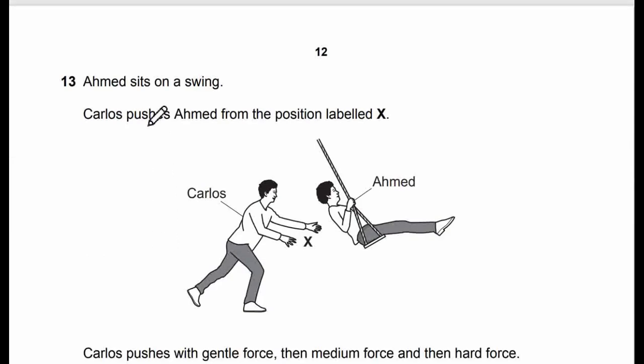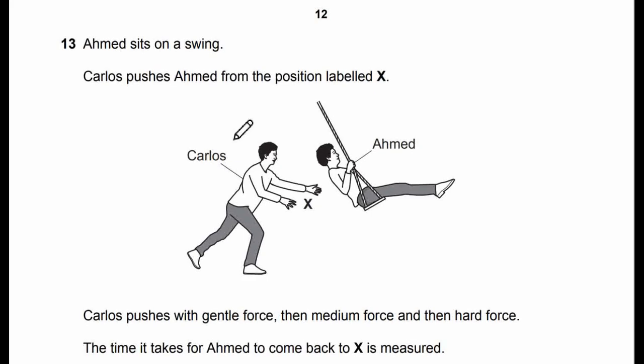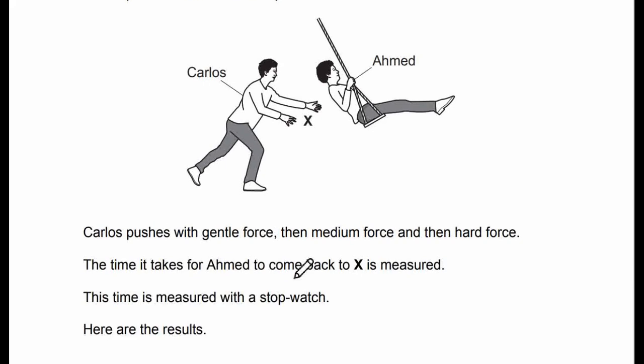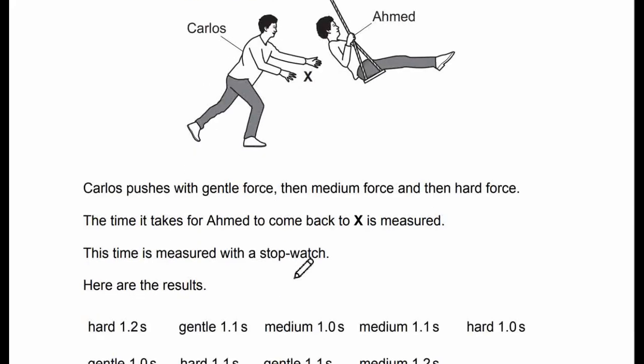Next, number 13. Ahmed sits on a swing. Carlos pushes Ahmed from the position labeled X. Carlos pushes with gentle force, then medium force, then hard force. The time it takes for Ahmed to come back to X is measured. This time is measured with a stopwatch.